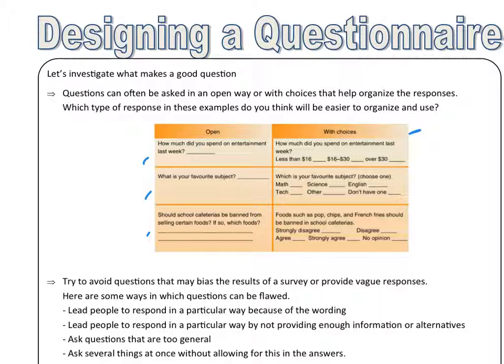And then, foods such as pop, chips and french fries should be banned in school cafeterias. Strongly agree, disagree, agree. Those are all choices, but notice there are only 5 of them, instead of leaving it up to whoever's taking the survey, where you'll get lots and lots of different responses. So keep that in mind. Choices are sometimes easier to deal with than open questions.